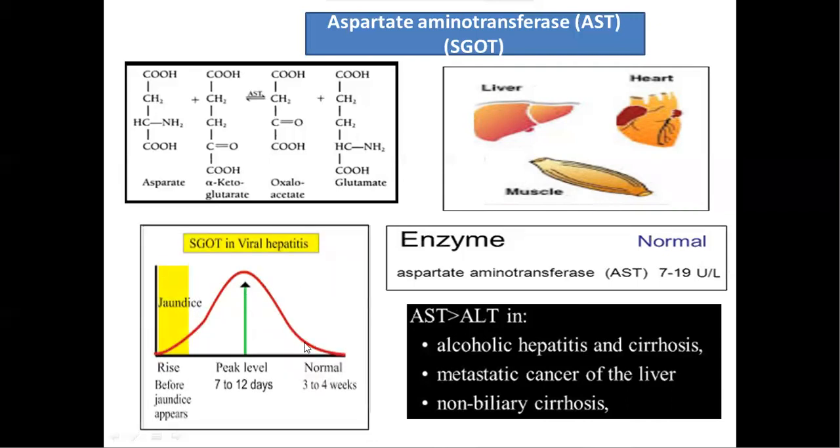Here this graph explains viral hepatitis. When jaundice appears, the patient will be ordered a blood test, and the blood concentration will reach the peak level in 7 to 12 days, which is the indication of viral hepatitis. Then it gets normalized in 3 to 4 weeks.